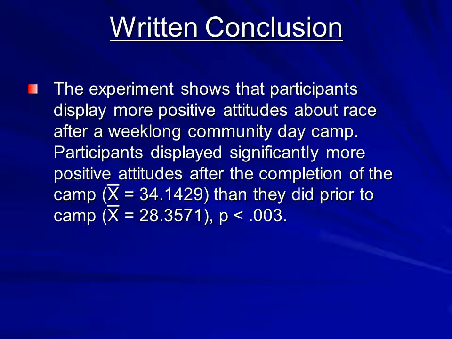So this is an example of a written conclusion for a paired significant t-test. Let's read it together. The experiment shows that the participants displayed more positive attitudes about race after a week-long community day camp. Participants displayed significantly more positive attitudes after completion of the camp than they did prior to the camp. P is less than 0.03. I don't really list p less than 0.03. I think I pirated this from somewhere else. This is less than 0.05. It's also less than 0.1. So just stick to 0.1, 0.05, and 0.01.